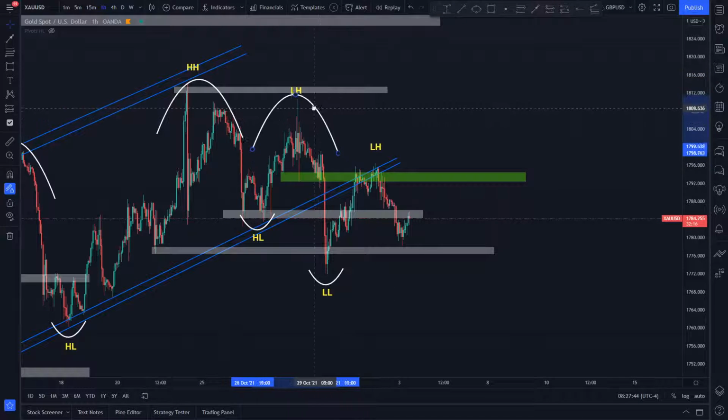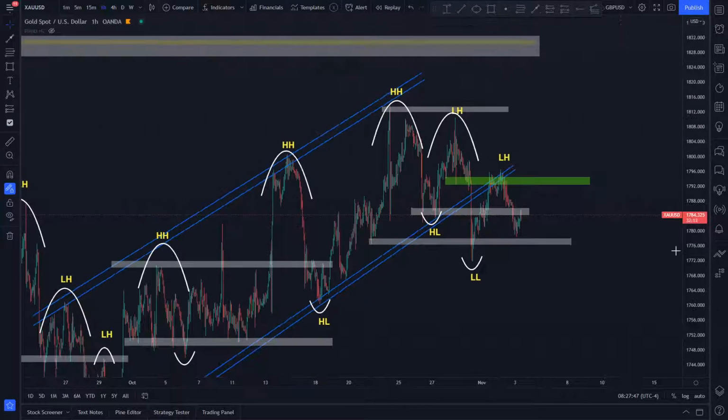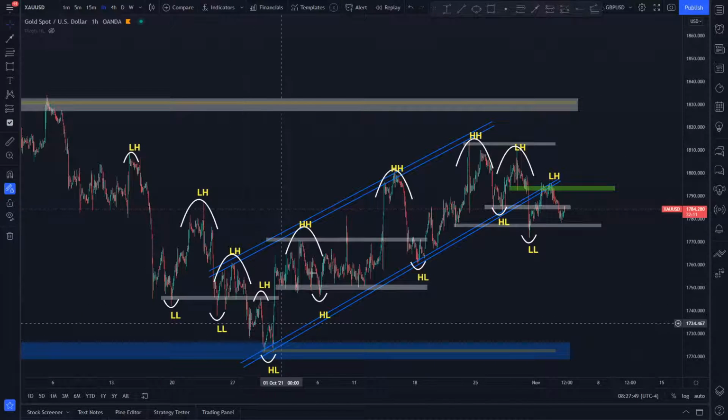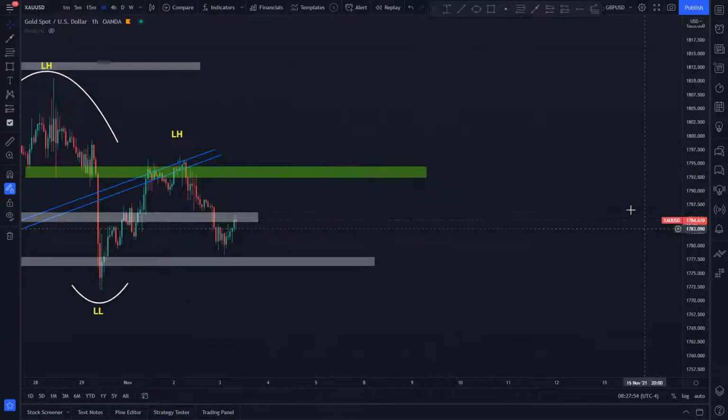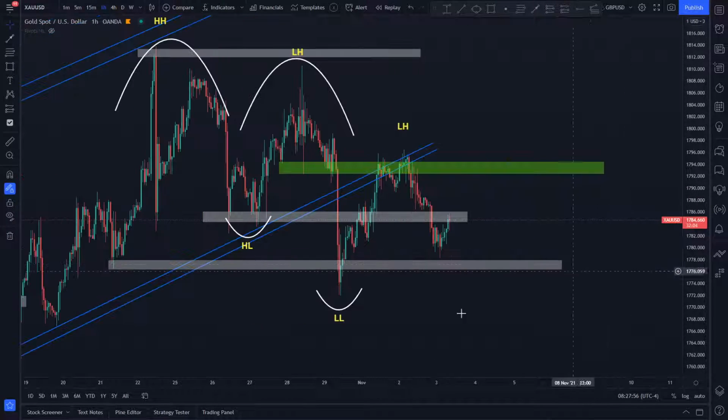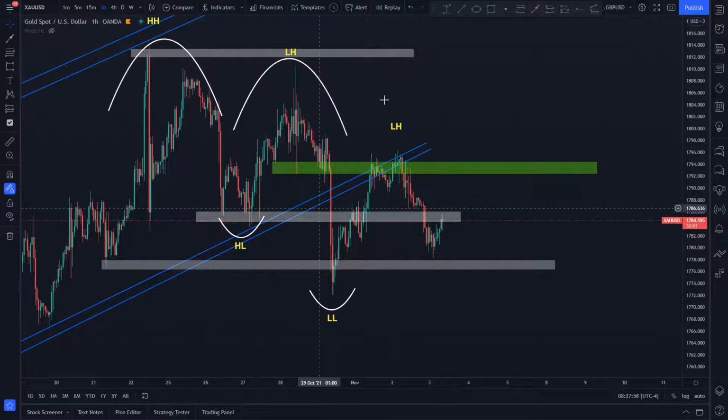Not only did we break the channel, because we had the rising channel here for a while, a perfect rising channel here. And what happened is we did not make a higher high. That's one. Two, we broke the channel. Three, we broke the recent high low, giving us a perfect retracement for a new low high.